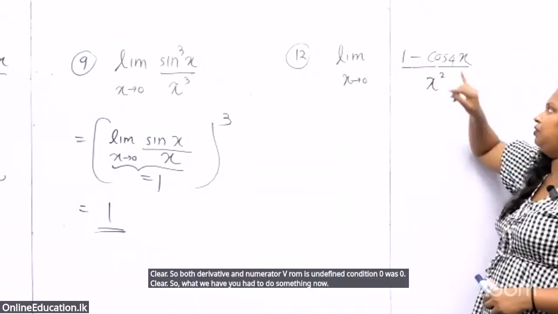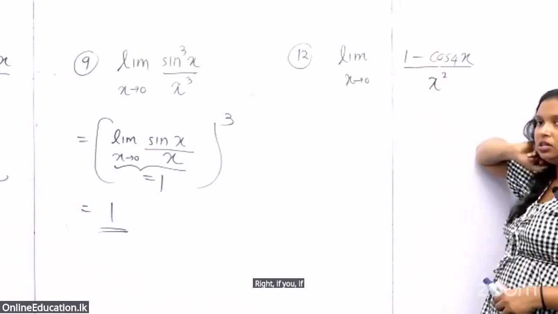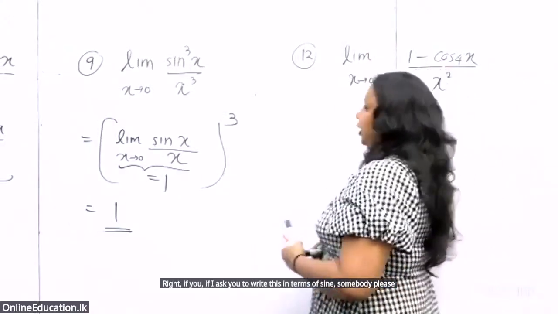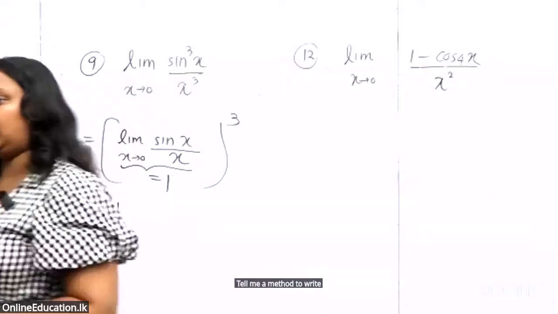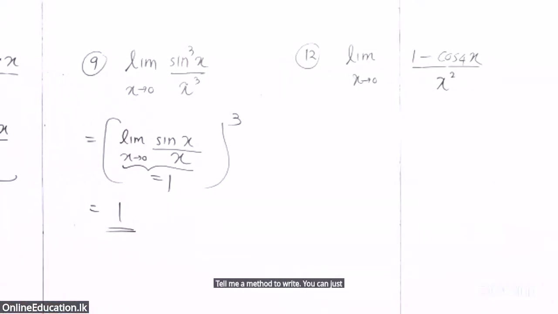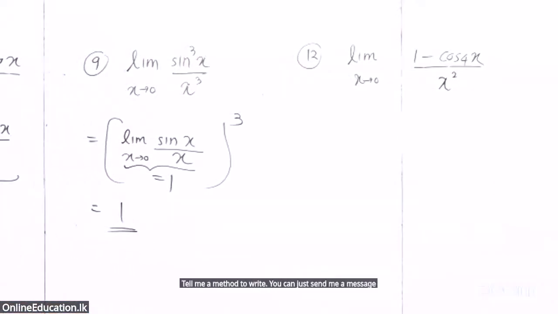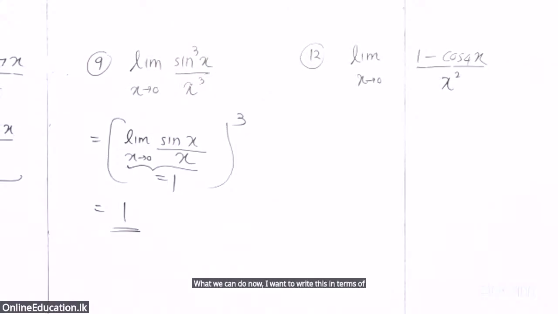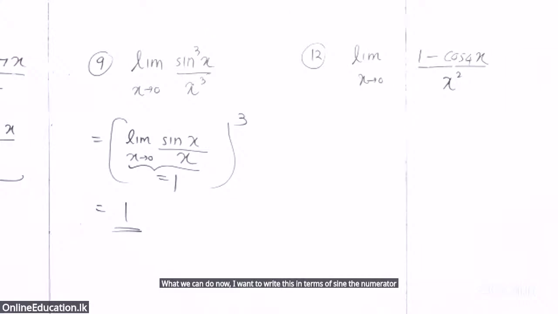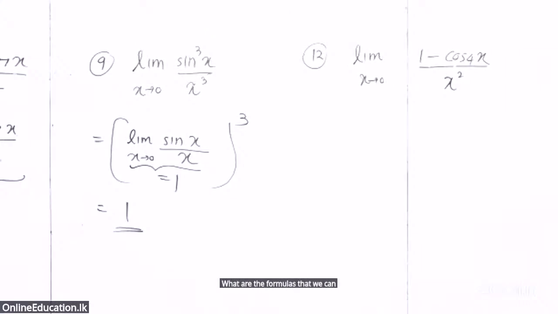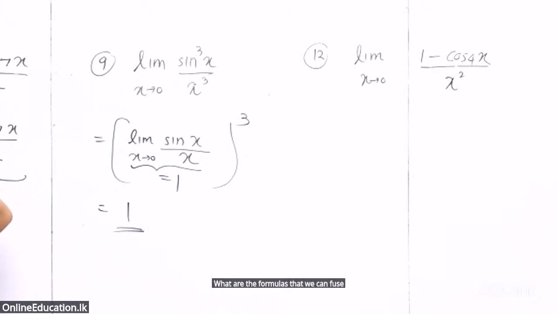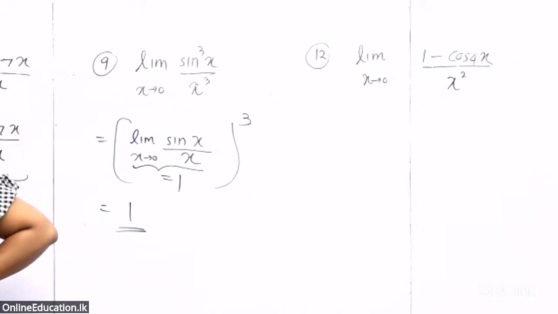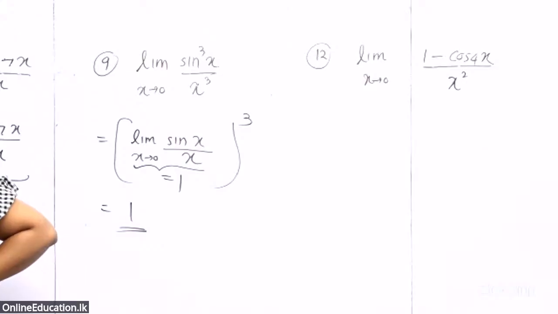If I ask you to write this in terms of sine, somebody please tell me a method. You can just send me a message. What can we do now? I want to write the numerator in terms of sine. What are the formulas that we can use?